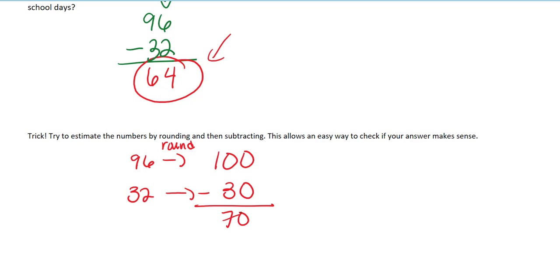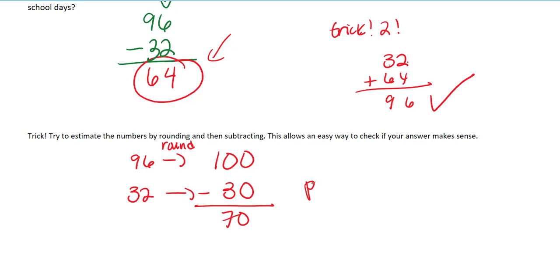Another trick could have been adding 64 plus 32 to make sure you got 96. So trick 2 is to go 32 plus 64. This is 2 plus 4, so that's 6. 3 plus 6 is 9, so 96. So it checks out.